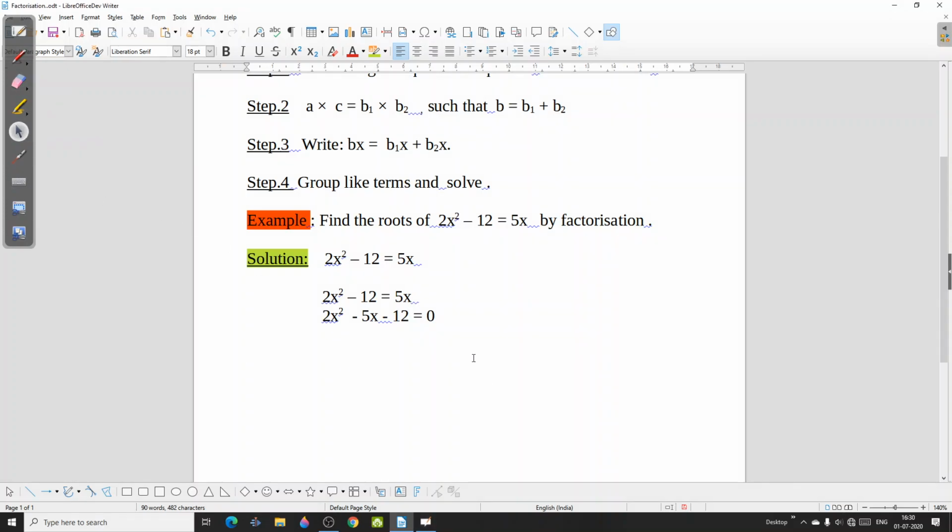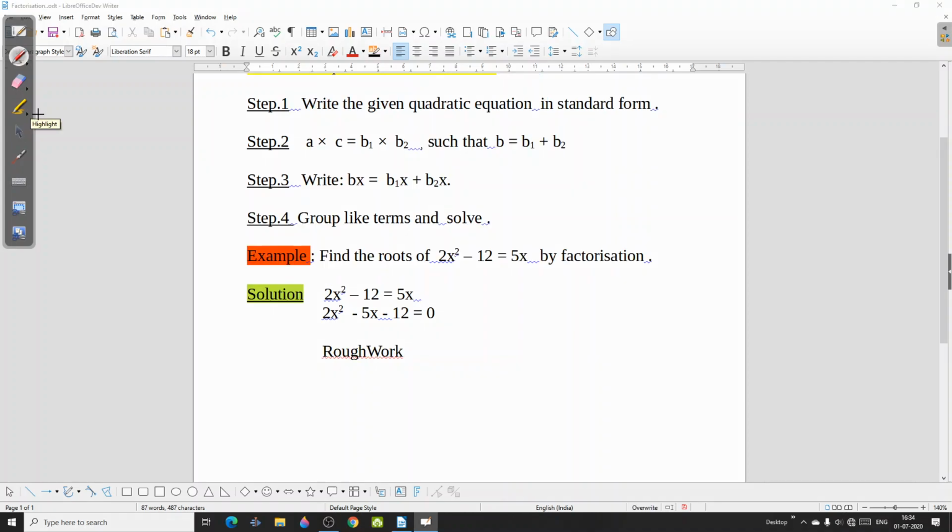Somewhere you can do the rough work here. After doing the rough work, I will erase it. So I will do the rough work now. On multiplying A and C, what we will get is 2 into minus 12, that is minus 24. So here we will do the rough work, that is minus 24.